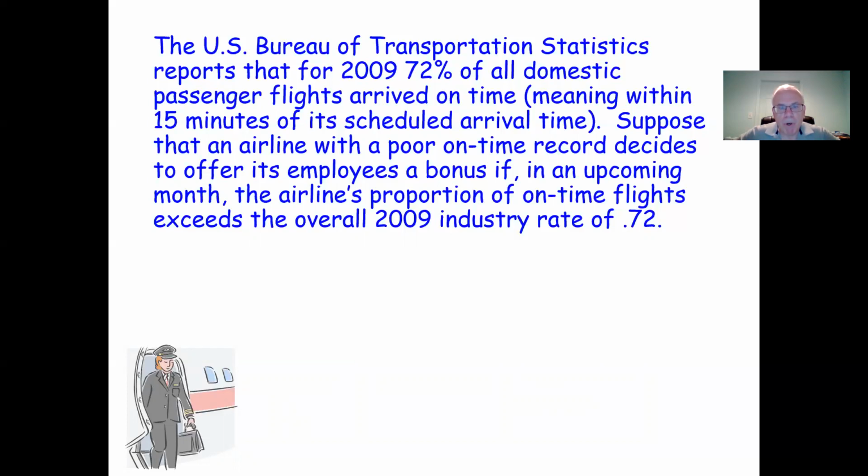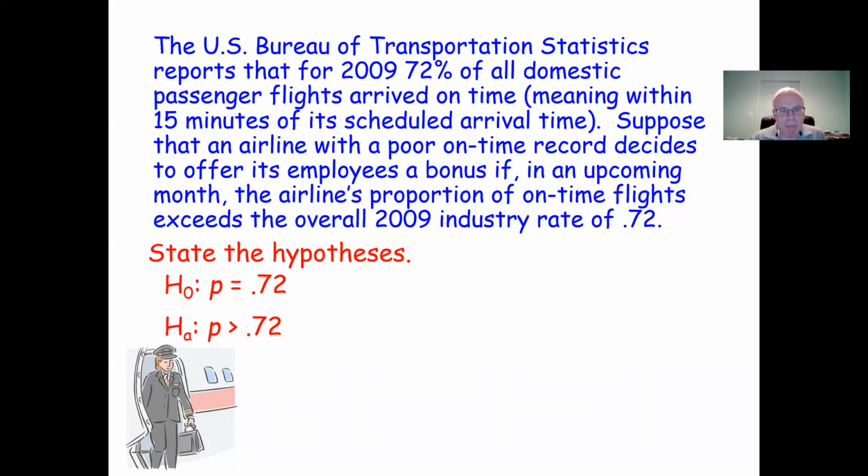Suppose that an airline with a poor on-time record decides to offer its employees a bonus if, in an upcoming month, the airline's proportion of on-time flights exceeds the overall 2009 industry rate of 0.72. In other words, just for that one particular month, a sample is being taken. And if in that month the airline's proportion of on-time flights exceeds 72%, all the employees get a bonus. All right, so null and alternative hypotheses, pretty obvious that this is a proportion problem.